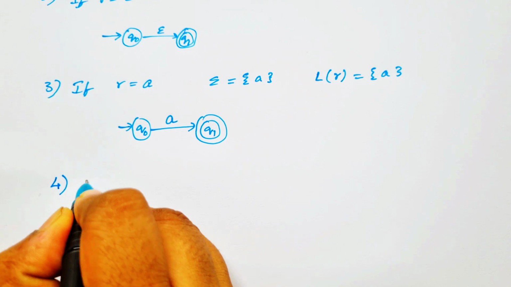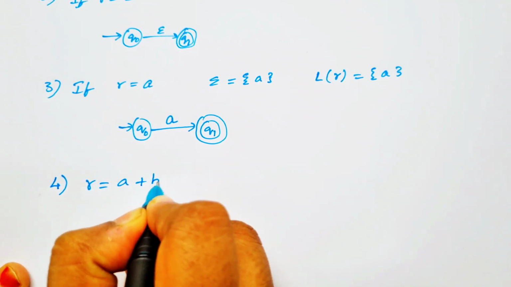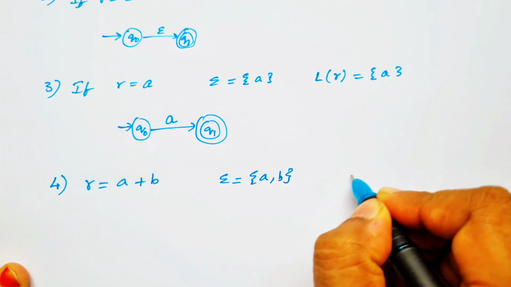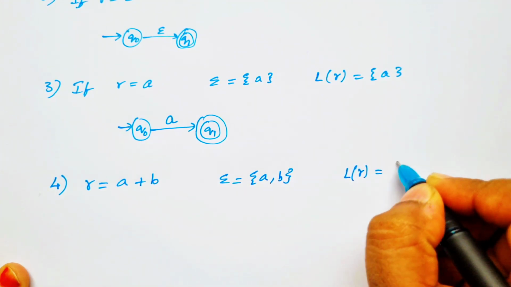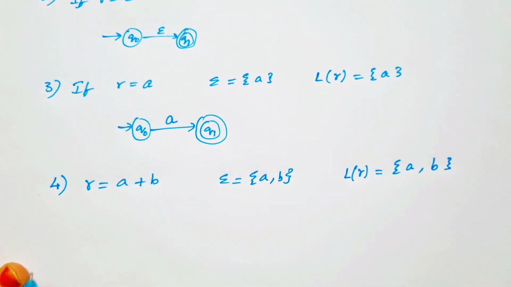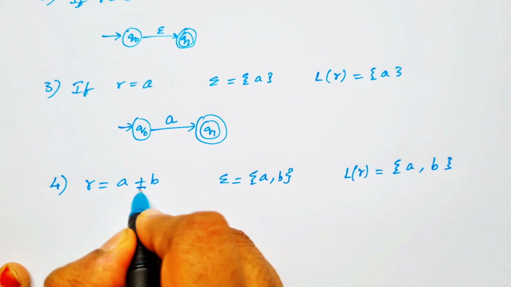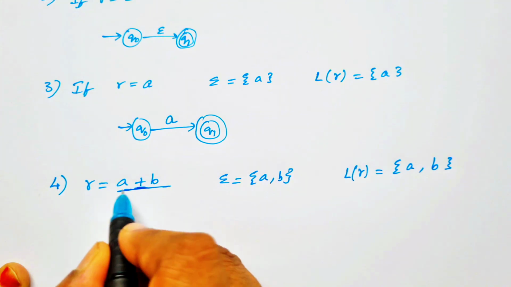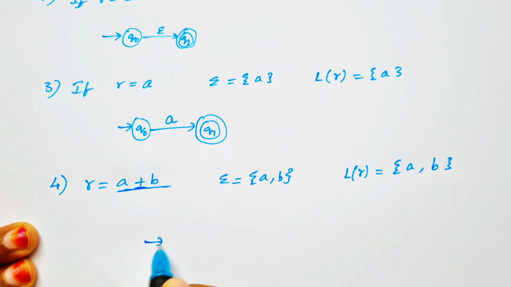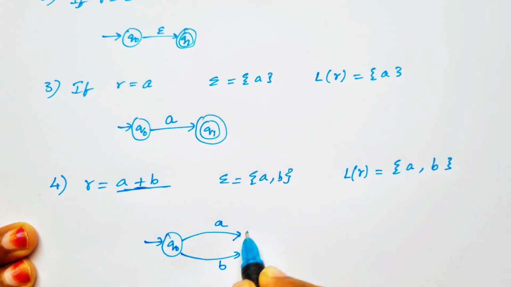Next, R equal to A plus B, meaning sigma contains both A and B, and the language contains the string A and also B. If you have this kind of thing, the language contains A or B, meaning the initial state may go on A or B to the final state.